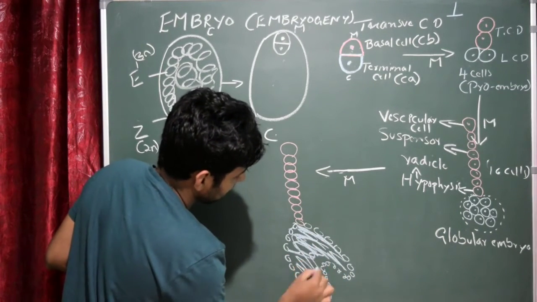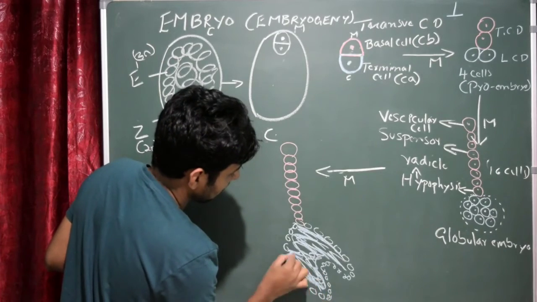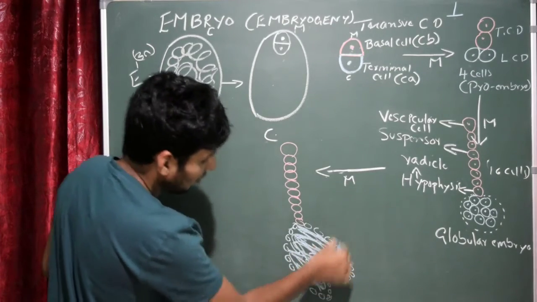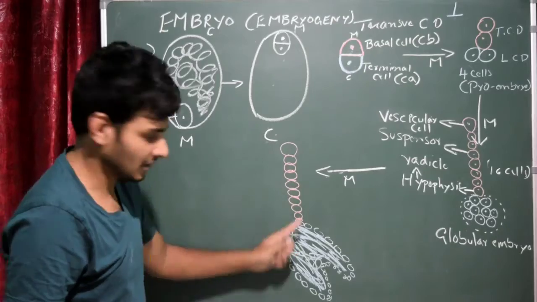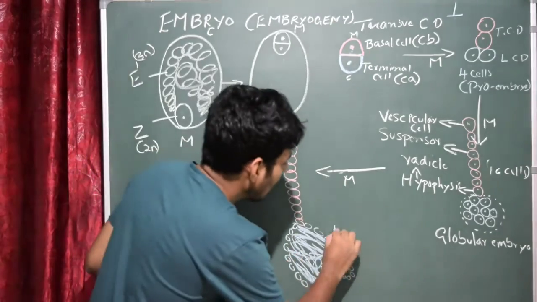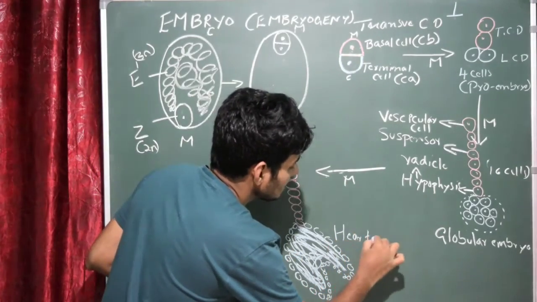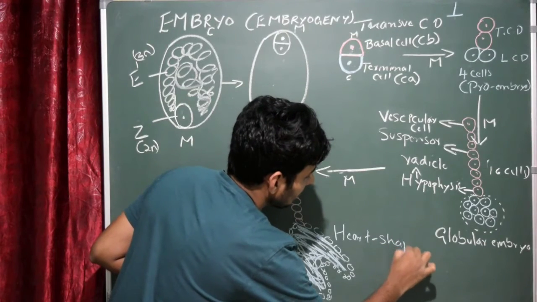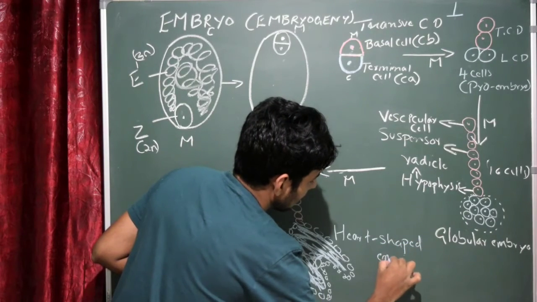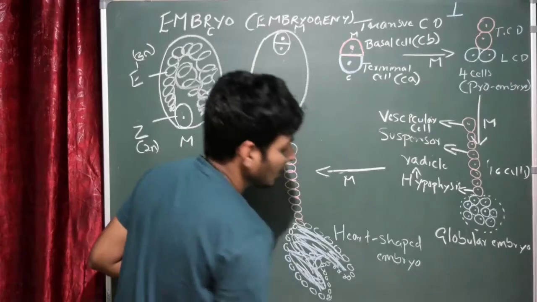Anyhow, all these things are nothing but covered or filled with the cells. How does it look? This looks like a heart, correct? Hence this embryo is called the heart shaped embryo. This is the third stage, heart shaped embryo. Remember it, heart shaped embryo.